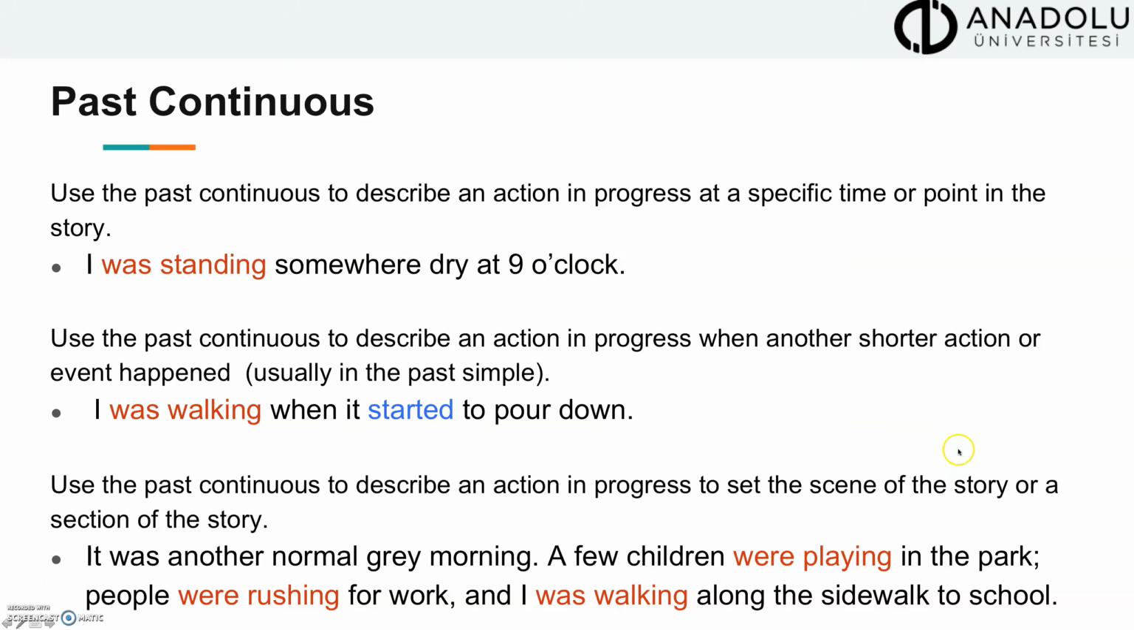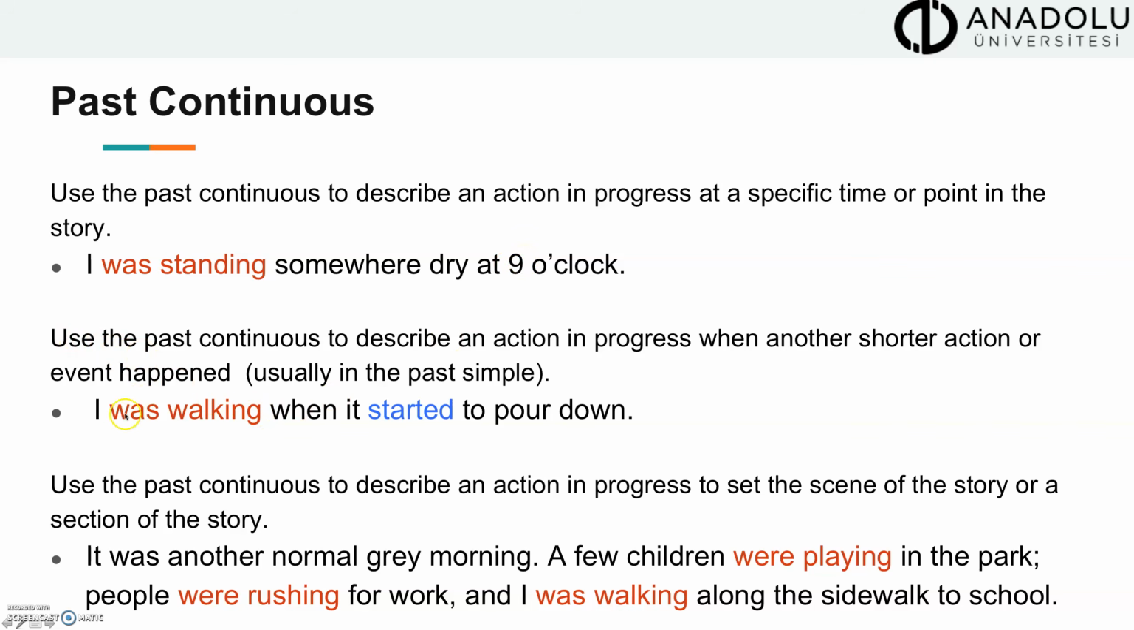Past continuous, we use it to describe an action in progress at a specific time or point in the story. So, look at this one. I was standing somewhere dry at 9 o'clock. So, we don't know when I started or when I finished waiting. The only thing I know, I was there at 9 o'clock and I was doing this action. Action in progress at the given time.